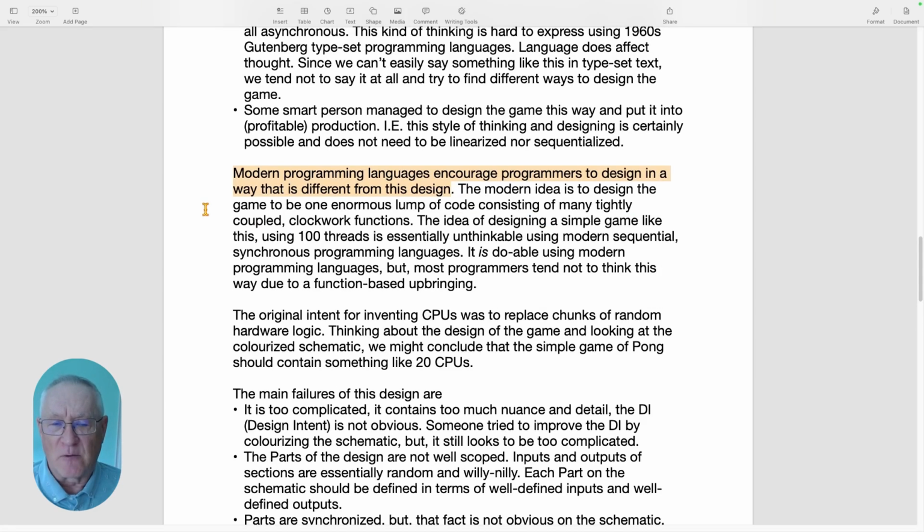Modern programming languages encourage programmers to design in a way that is different from this design. The idea is to build one enormous lump of code consisting of many tightly coupled clockwork functions. The idea of designing a simple game like this using 100 threads is essentially unthinkable using modern sequential synchronous programming languages. You can do it, but most programmers don't tend to think this way.